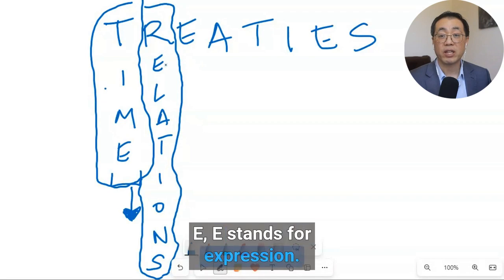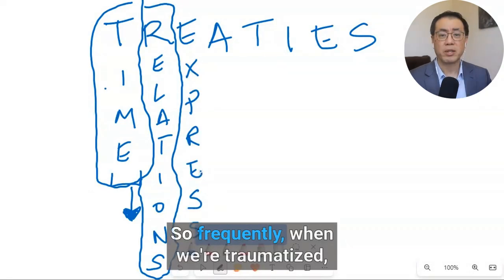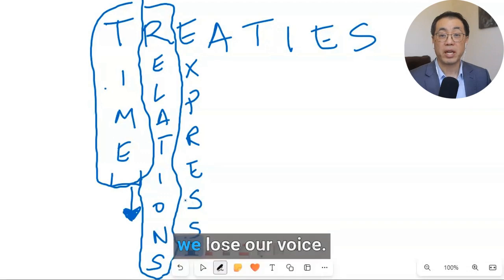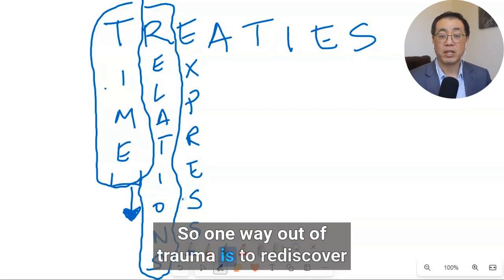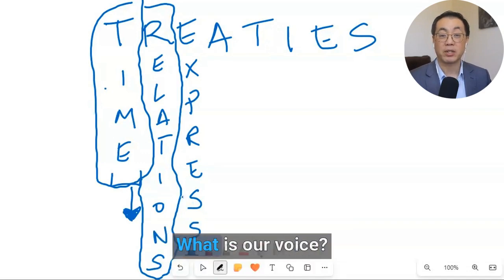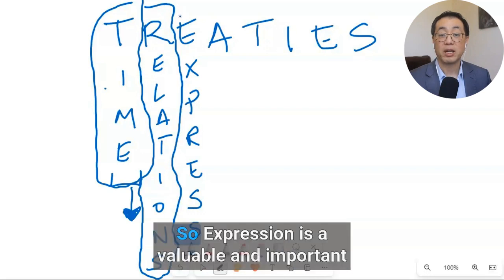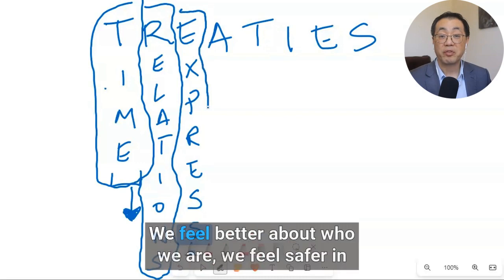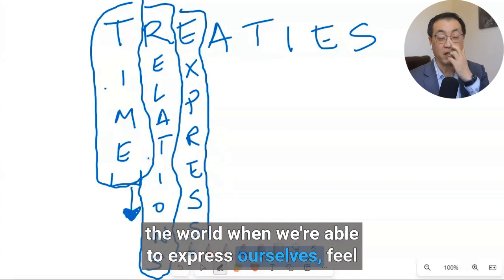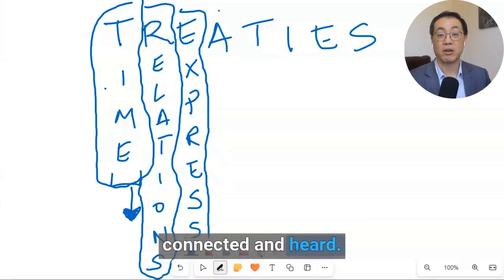E stands for expression. So frequently when we're traumatized, we lose our voice, we can't express. So one way out of trauma is to rediscover our expressive capacity. What is our voice? How can we reclaim our voice when it's been taken away? So expression is a valuable and important resource capacity. We feel better about who we are. We feel safer in the world when we're able to express ourselves, feel connected and heard.